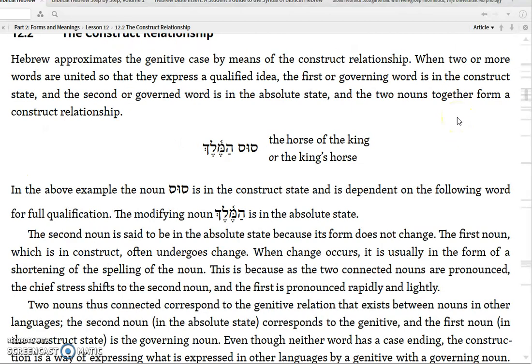So whereas in other languages such as Greek you would indicate the of relationship with a genitive case, or in English with a word of, Hebrew does it by this construct relationship.